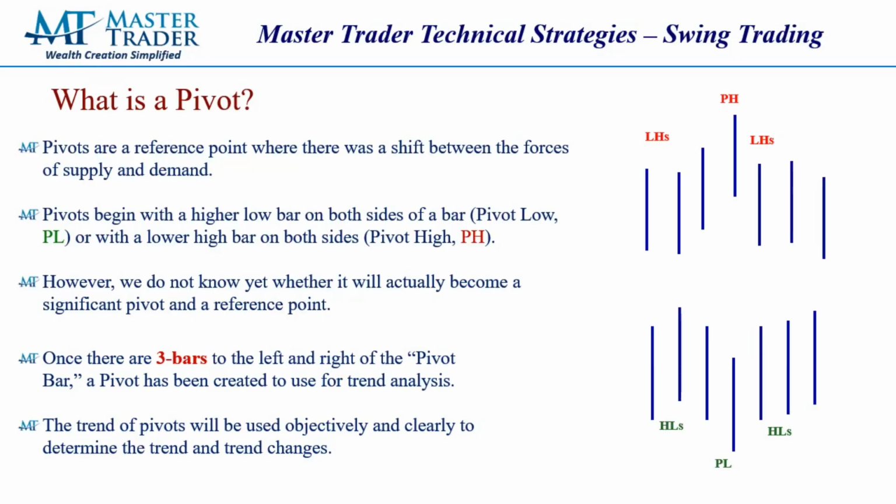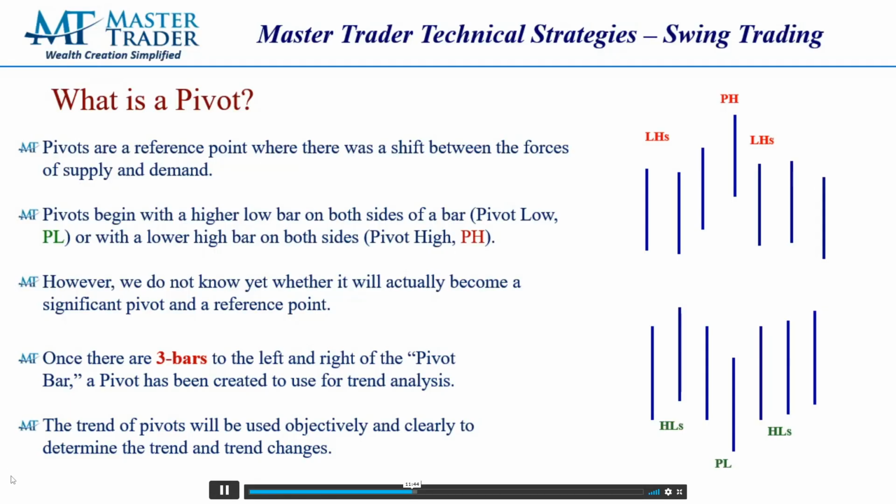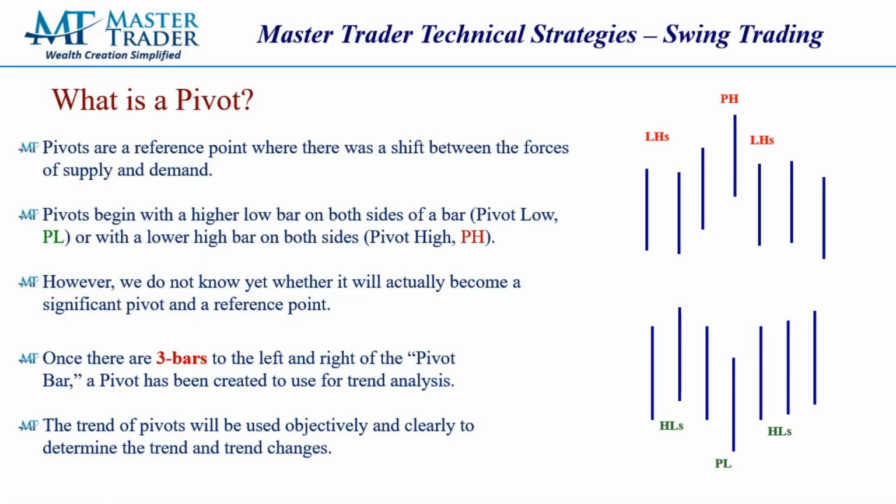Once we've done that, we're getting this to the point where it's just black and white. Now, a pivot high is a reference point. There's been a shift between what we call the forces of supply and demand, sellers and buyers. So that pivot high is going to begin with a higher low bar on both sides of the pivot. Here is our high point. So it begins, right, with lower highs.